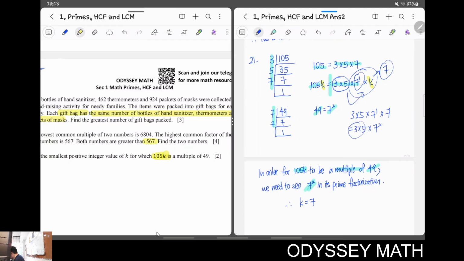You take 3 times 5 times 7 to the power of 2. What is 7 to the power of 2? 7 to the power of 2 is 49, right? You take this number times 49. Then obviously this number is a multiple of 49. Understand the rationale? So hopefully you see it, okay?